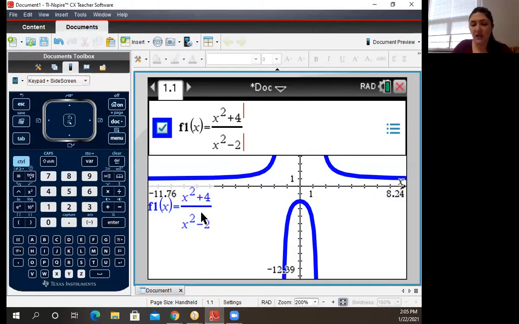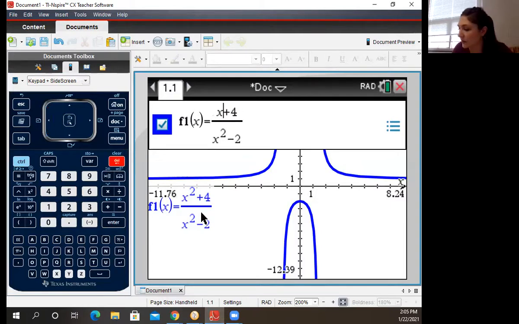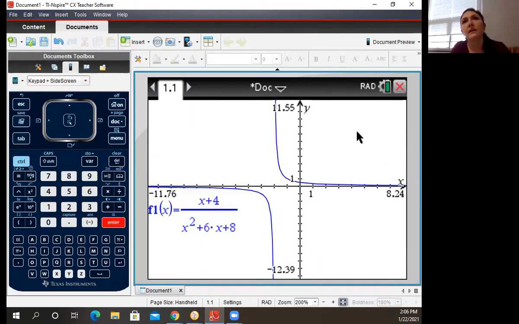I'm going to go ahead and change this function to match what we have on our paper. So x plus 4 over x squared plus 6x plus 8. So here's our function. And it looks kind of like maybe a horizontal asymptote at 0. So that makes me think we're probably not going to have any x-intercepts. Although we did find that -4. If I didn't reduce, I would have gotten an x-intercept at -4.